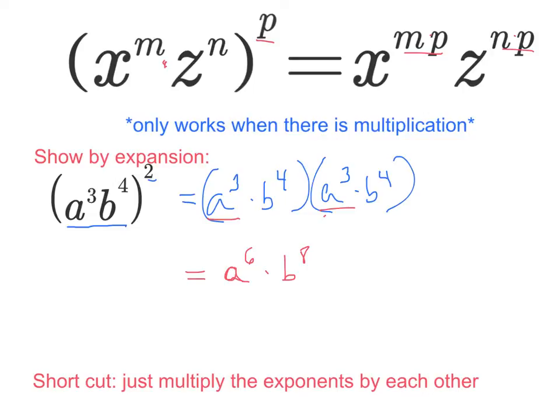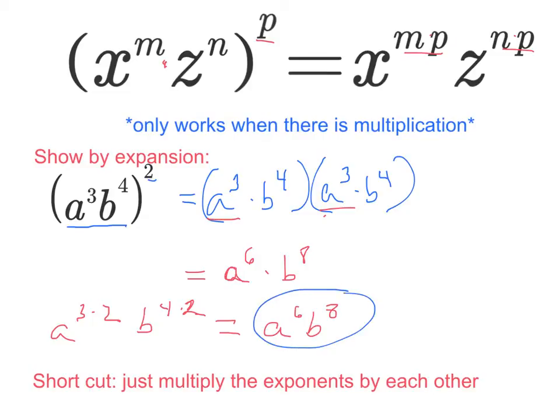We can do the shortcut way too, a little bit easier. So that's going to be a to the third times that 2, times b to the fourth times that 2 again. That's going to equal what we got before, which is a to the sixth, b to the eighth. All right. Remember, the shortcut's the best way to do it. We don't want to expand out every example. All right, but I just wanted to show you that so you know how it works.